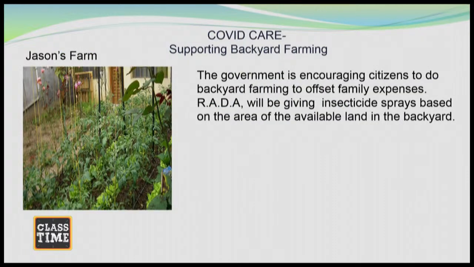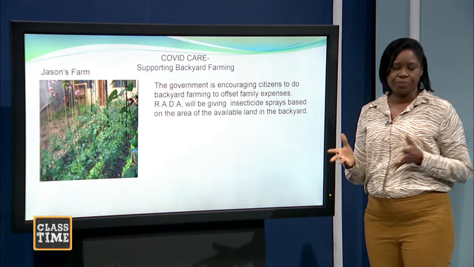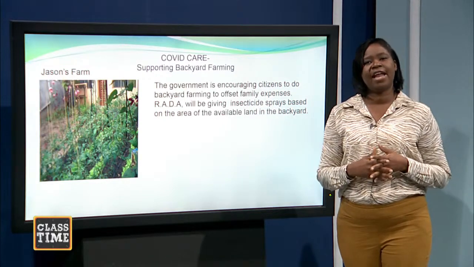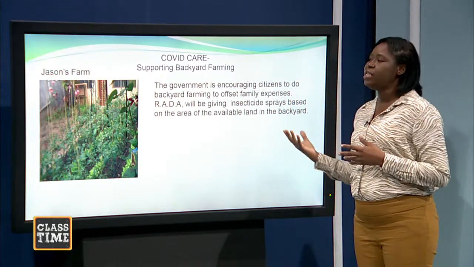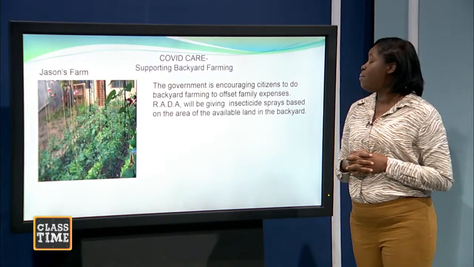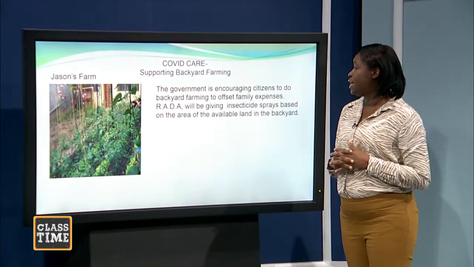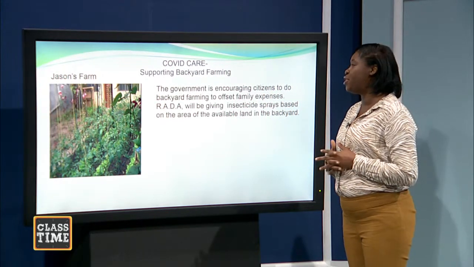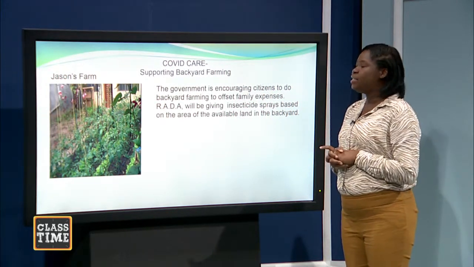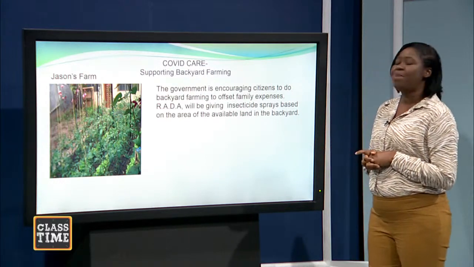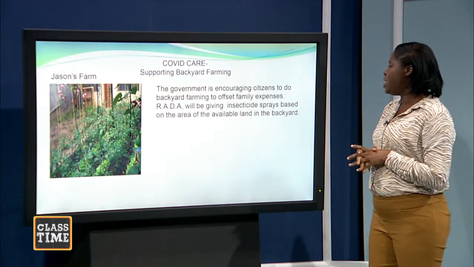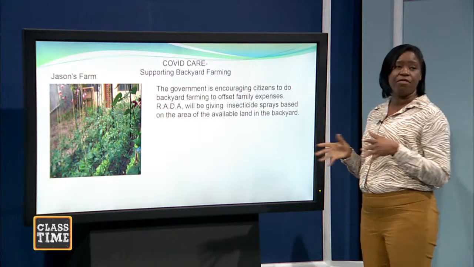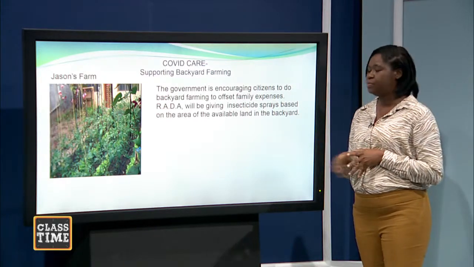All right. Now, we have been affected by COVID from March, and it has impacted our daily lives, whether financially or otherwise. Some persons have lost their jobs. Now, in light of this, the government has put in programs to assist citizens. And this one we're looking at is COVID care supporting backyard farming. The government is encouraging citizens to do backyard farming to offset family expenses. Rather, they will be given insecticide sprays based on the area of the available land in the backyard.